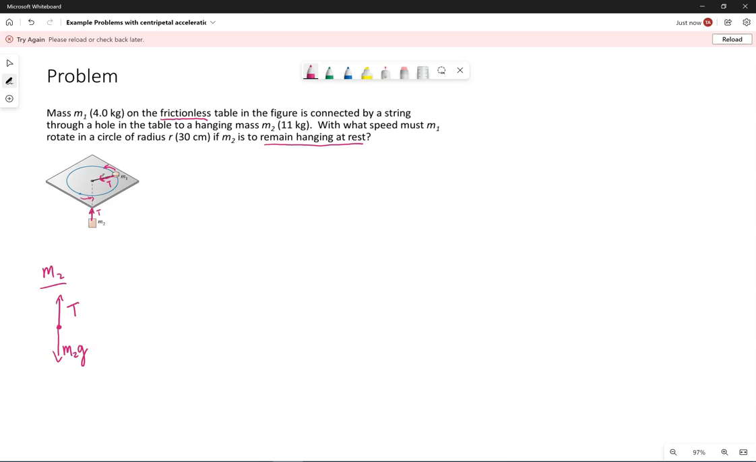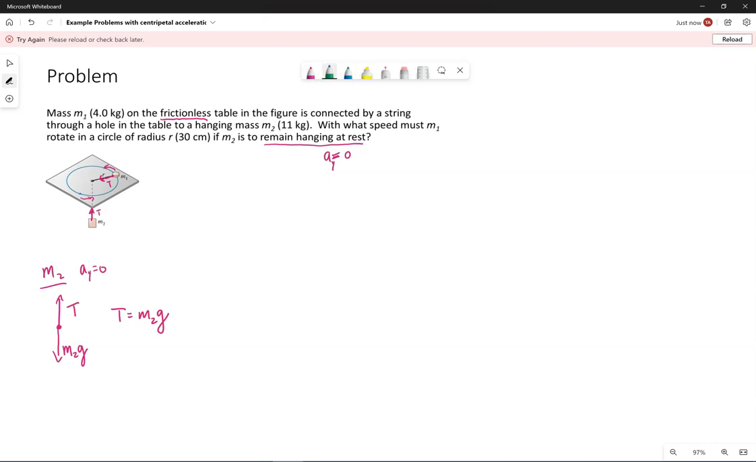This specific problem wants this mass to hang at rest. So at rest, there's no acceleration for the hanging mass. So no acceleration in the y direction. Thus, tension has to equal m2g.